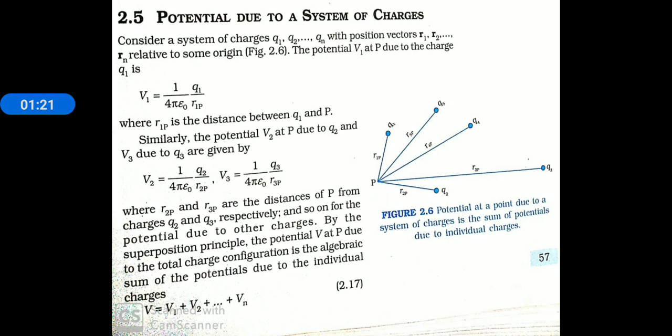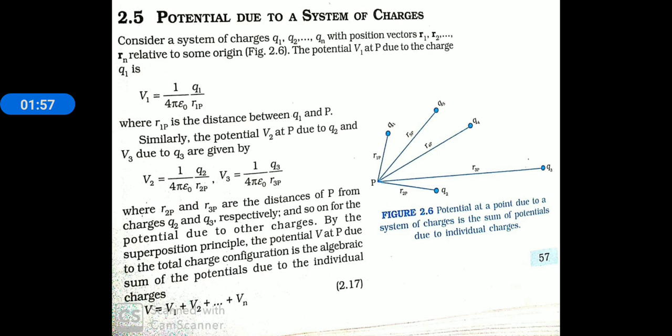Similarly, the potential V2 at point P due to charge q2 and V3 due to charge q3 are given by V2 is equal to 1 upon 4 pi epsilon naught q2 upon r2P, V3 is equal to 1 upon 4 pi epsilon naught q3 upon r3P, where r2P and r3P are the distances of P from charges q2 and q3 respectively, and so on for the potential due to other charges.